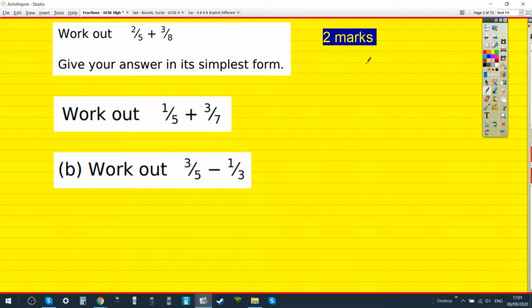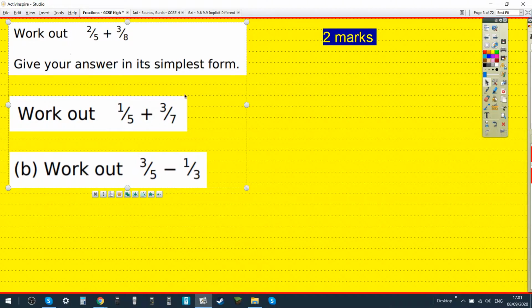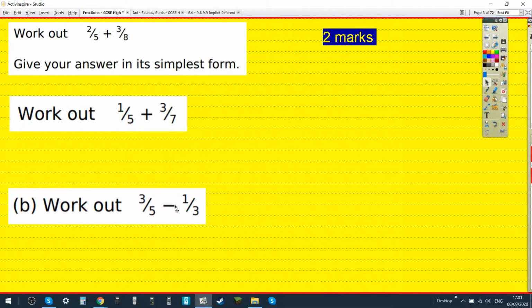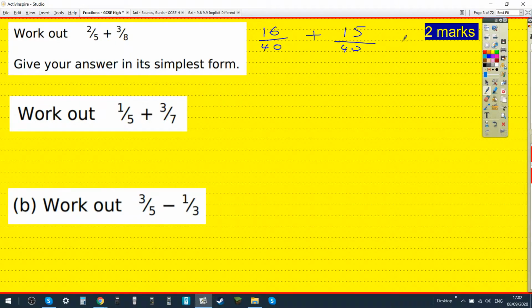2 markers. Okay, how do we do these, do you know? Wait, which question? We can start top left. So would it be needs the common denominator? So the common denominator could be 40. And then the 2 would become 16. Yep. And the 3 would become 15. And then the answer would be 31 over 40.